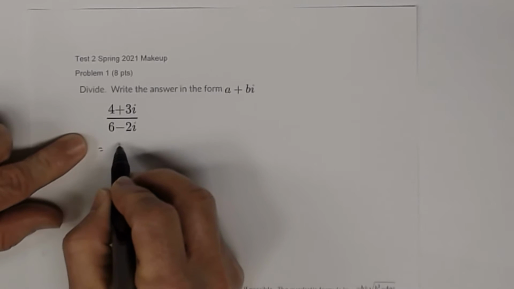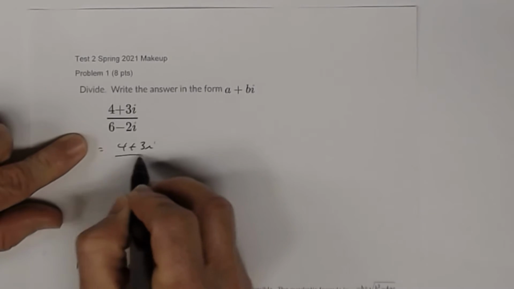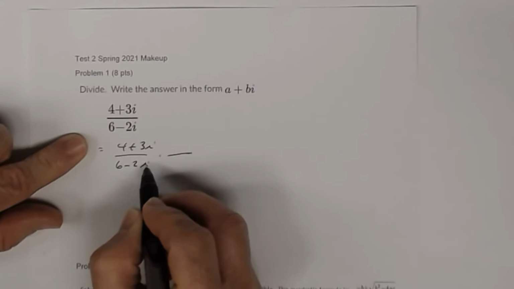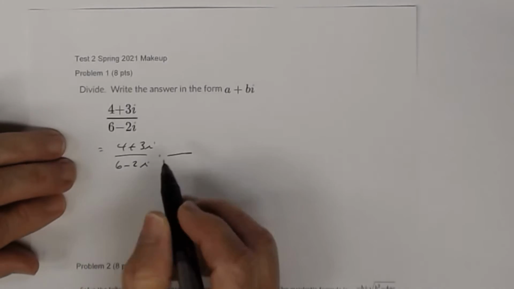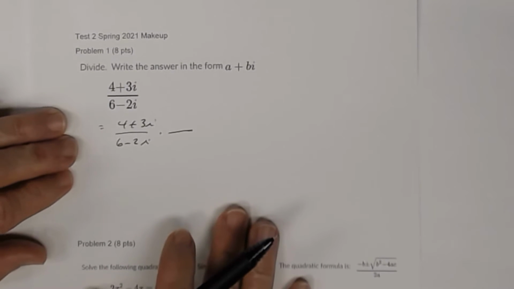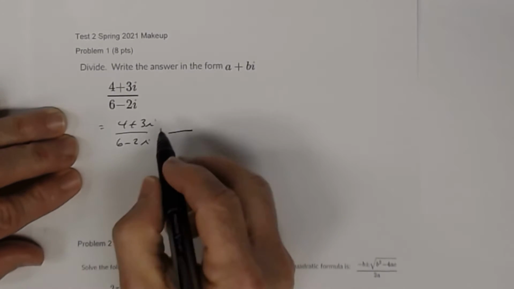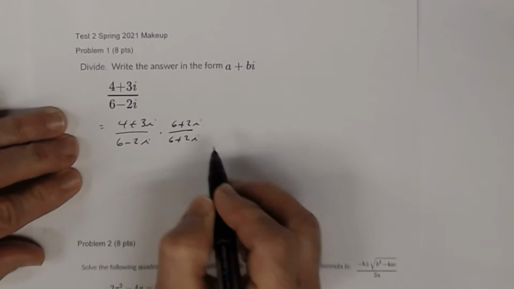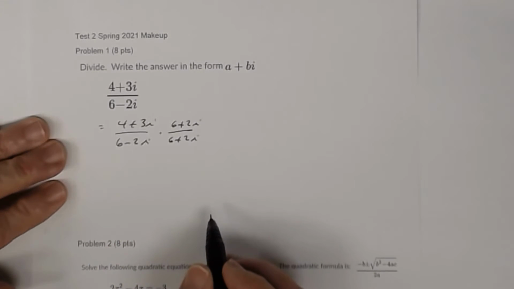I'm going to go ahead and rewrite this over. So you're going to multiply both numerator and denominator by the conjugate of the denominator. And so the conjugate of 6 minus 2i is 6 plus 2i. So you multiply both numerator and denominator by 6 plus 2i.